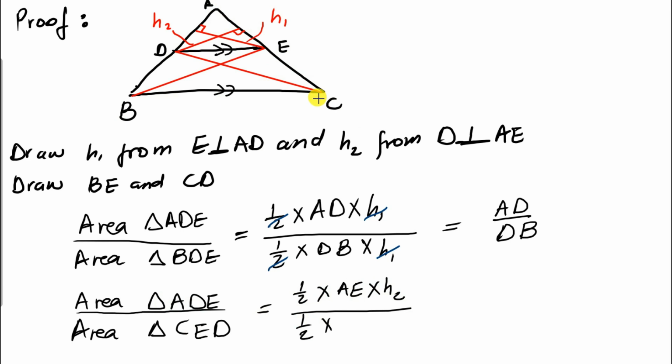CED and ADE share a common vertex D. Now that they share a common vertex D, it means they have a common height H2. So this means the base will be AC, times the height H2. Again, halves cancel, height cancels. What are we left with? We are left with AE over AC.